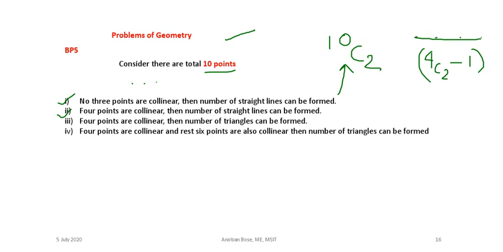Now see question number 4, where 4 points are collinear and the rest 6 points are also collinear, then how many triangles can be formed? It is like suppose there are 4 points, 1, 2, 3 and 4, and there are another set of points which are also collinear. So the 4 points are collinear, and again 6 points, they are also collinear. So total 10 points are like this. The question is how many triangles can be formed.